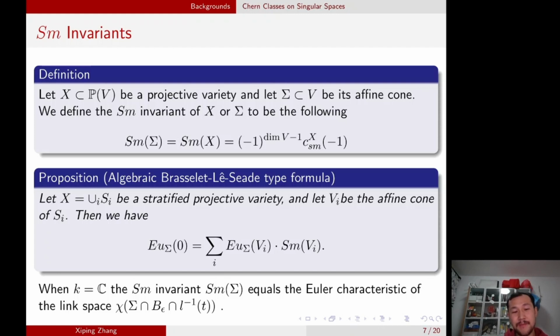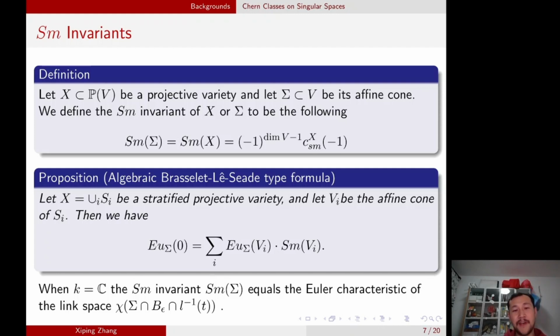Here the link space means that you take sigma, which contains 0, and you take a small ball centered at 0, and you cut it by a generic linear form, which you perturb a little bit away from 0. The resulting space is called the link space of sigma at 0, and the Euler characteristic is called the local Euler obstruction defined by Kashiwara. So we prove that our SM invariants agree with such Euler characteristics for the complex number field, and thus we prove an algebraic version of the Brasselet-Lê-Seade formula.